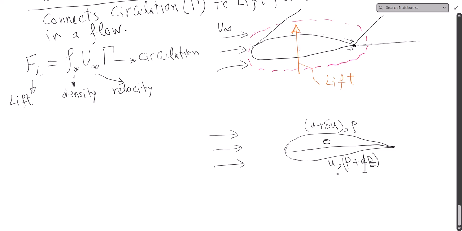So in an airfoil, in an airplane, if you measure in the lab the pressure beneath the airfoil, you will see a higher pressure compared to that of the upper side of the airfoil, and reversely for the velocity. Velocity is lower at the bottom and higher at the top.